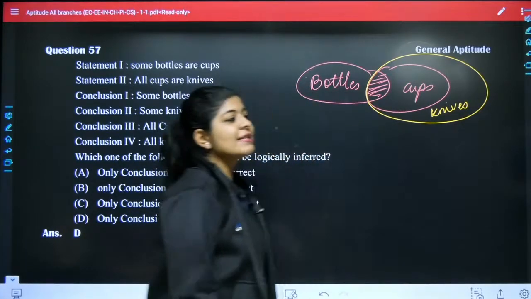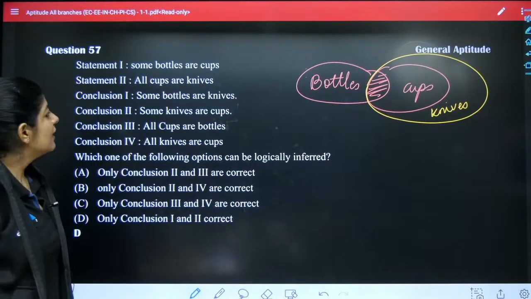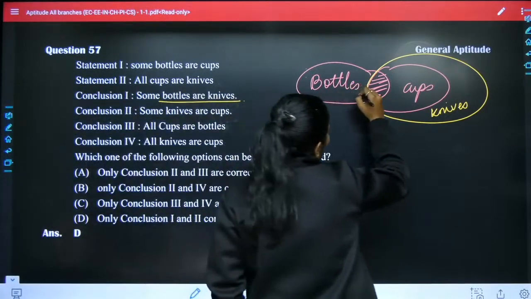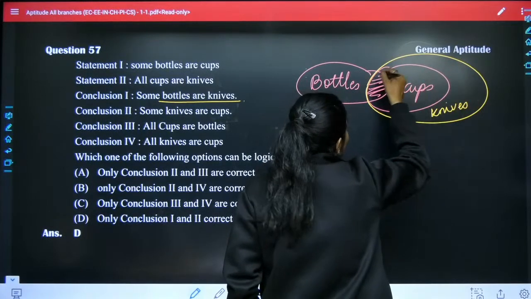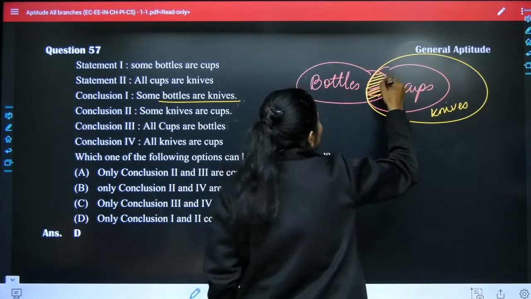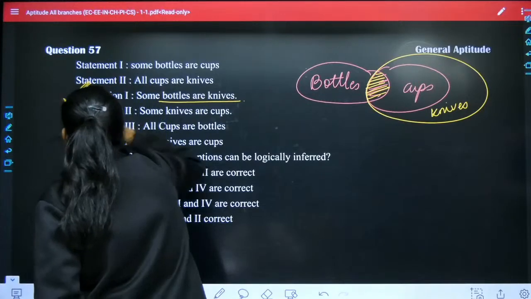Okay, this is the Venn diagram which we have. Now we need to check the conclusions. The first conclusion says some bottles are knives. Yes, the part of the whole cup lies in the knives, and this part of the cup is mutual with the bottle. That means some bottles are also knives. That means conclusion 1 follows, right?